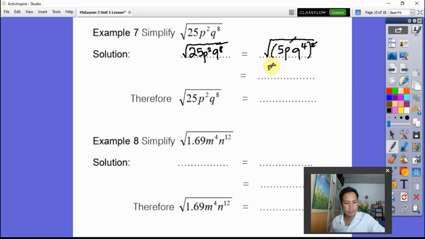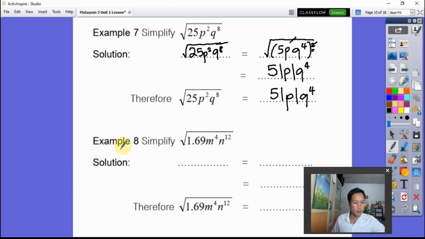Now look what will happen. 5 absolute value of p q to the power of 4. All right, because p here can be a negative number, but we need to have a positive result because we have a square already. So when we square something, it becomes a positive number. Okay, now let's move on to the final answer here. 5 absolute value of p q to the power of 4.